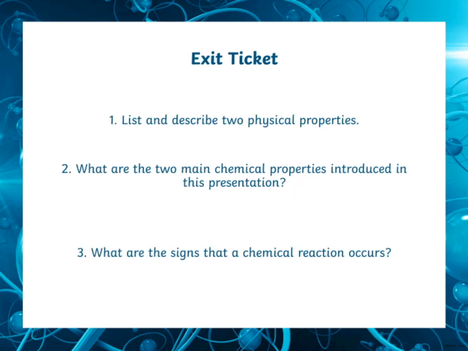Let's take a moment to review what we've covered. First, we looked at two physical properties, what they are and how to describe them. Then, we explored the two main chemical properties introduced in this presentation. Finally, we asked ourselves, what are the signs that a chemical reaction has taken place? This exit ticket helps us check our understanding before we move on.